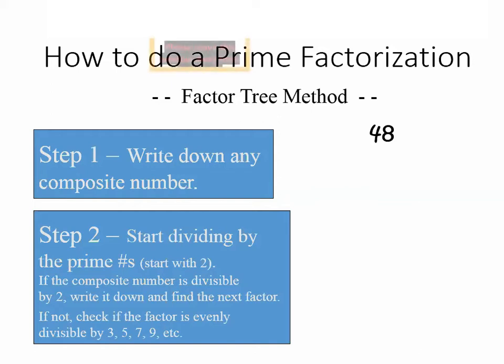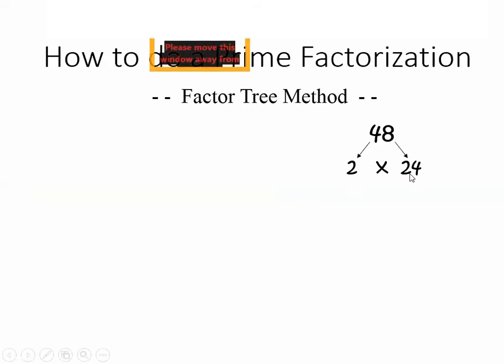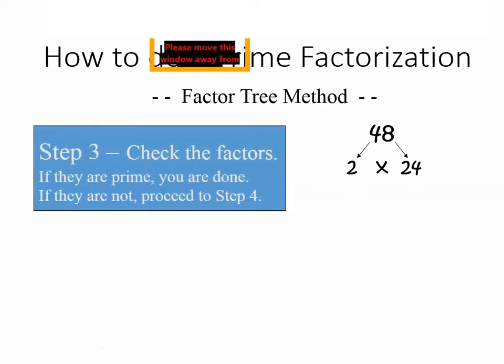If the composite number is divisible by 2, write it down and find the next factor. If not, check if it is evenly divisible by 3, 5, 7, and so on. Like if we have 48, we divide it into 2 multiplied by 24. So we have 24. Then check the factors. If they are prime, you are done. If they are not, proceed to the next step.